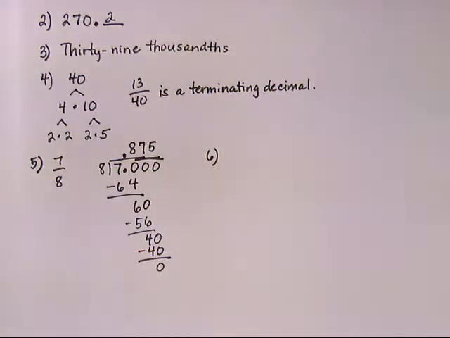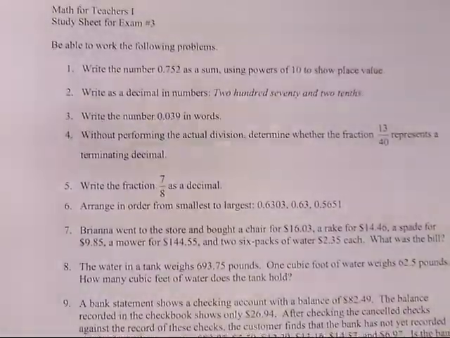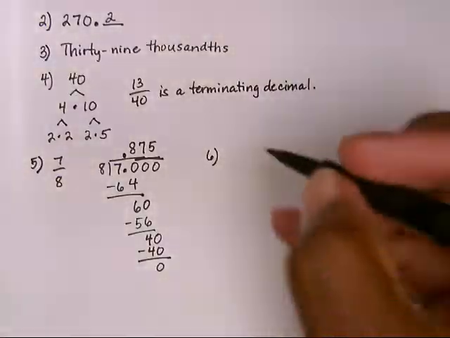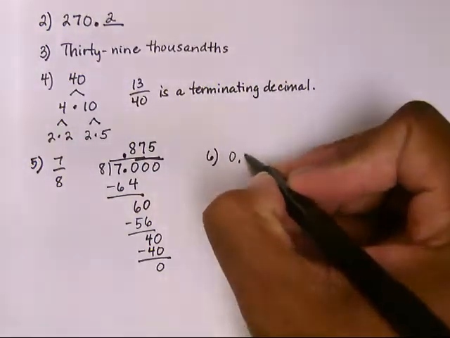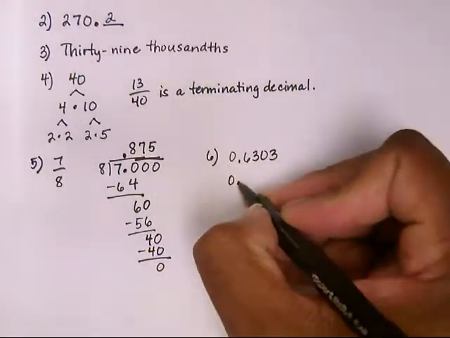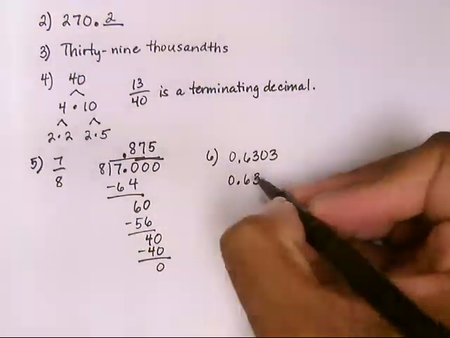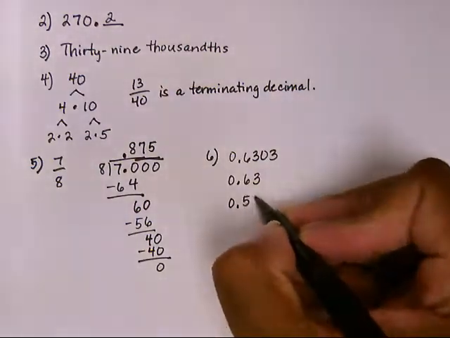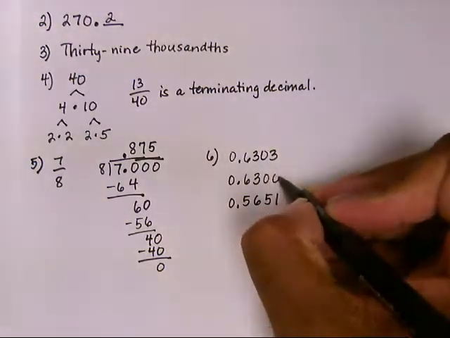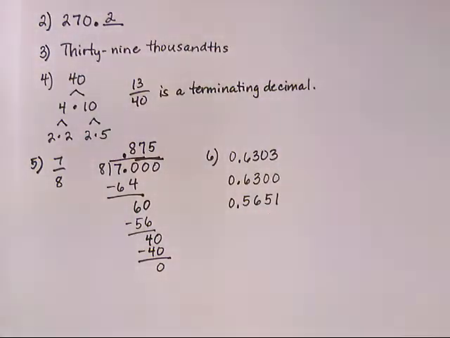Alright, number 6 is to arrange in order from smallest to largest. We got 0.6303, 0.63, and 0.5651. And we're going to put these in numerical order from smallest to largest. So what I would do is place these numbers lined up, place value by place value. And then 0.63, I will add 2 zeros. That way I have the same number of place values, positions, as I have with the other numbers.